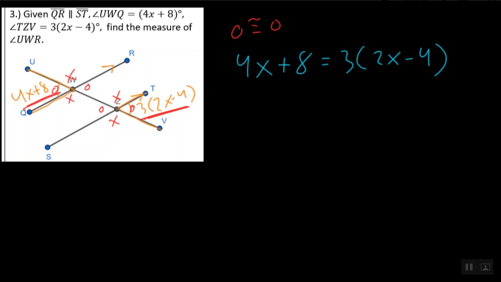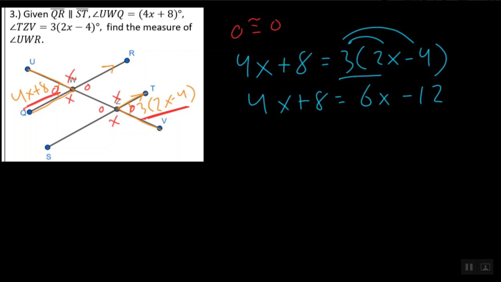Oh, this could be interesting. Let's go ahead and see what happens. So I see here on this right-hand side, I can actually distribute to simplify. So I have 4x plus 8 is equal to 3 times 2x is 6x, and 3 times negative 4 is negative 12. And from here, I have a variable and a constant on both sides of my equation.